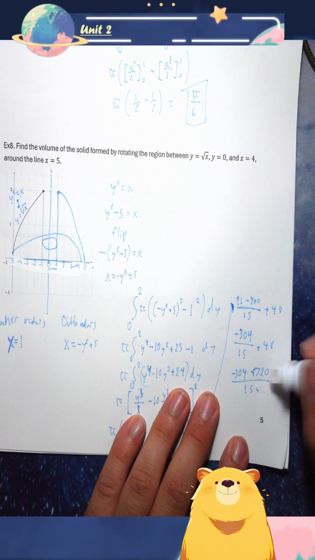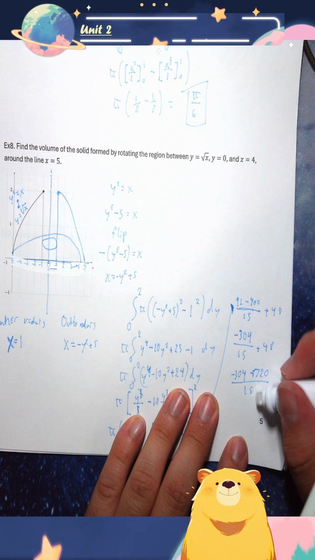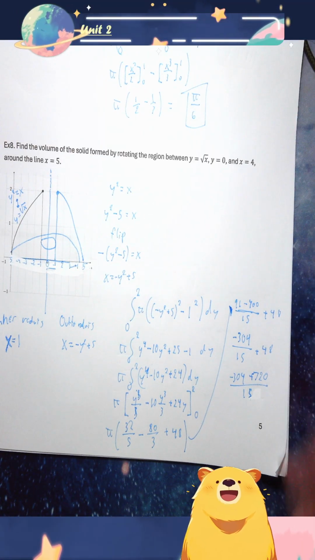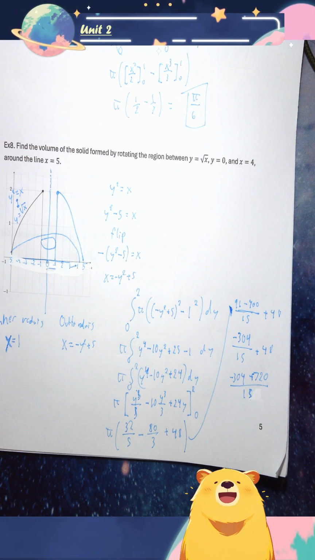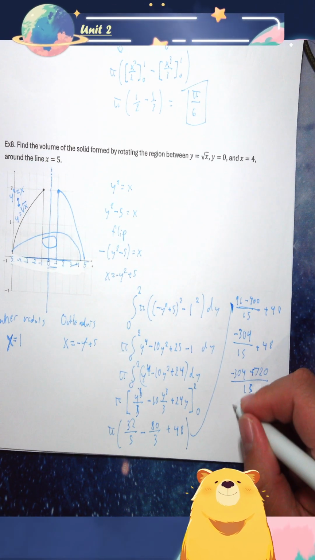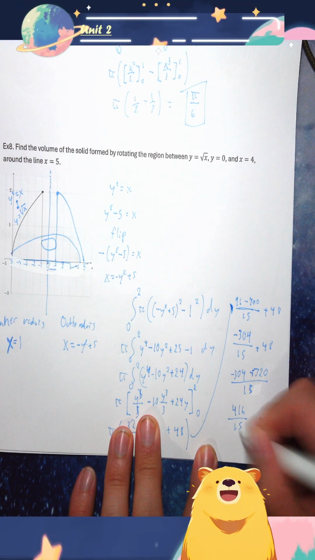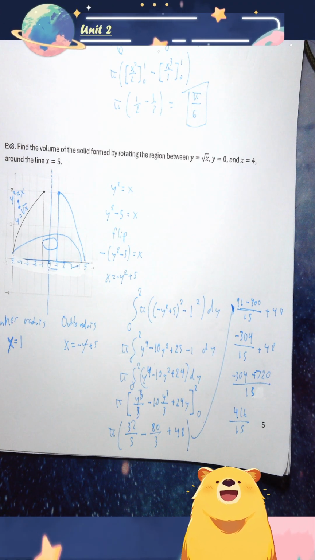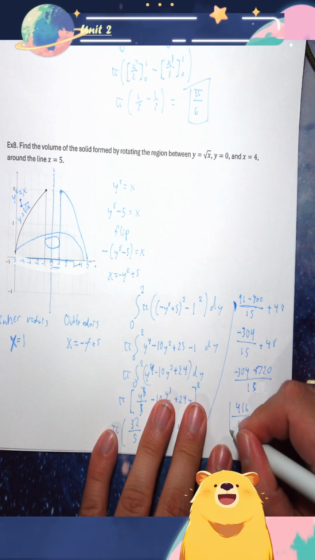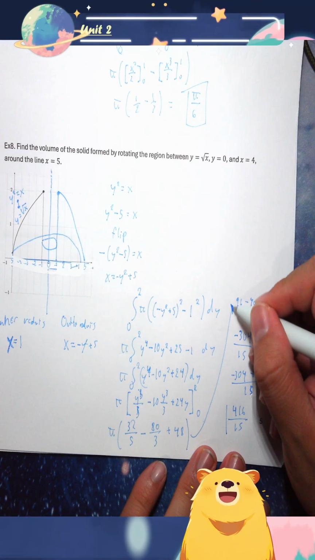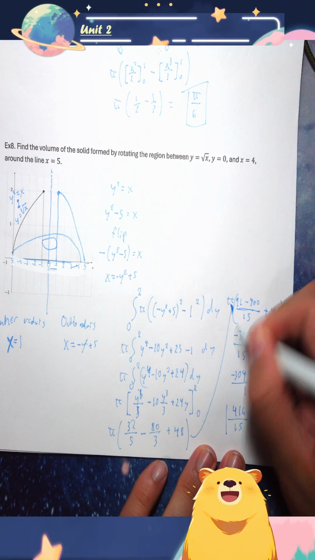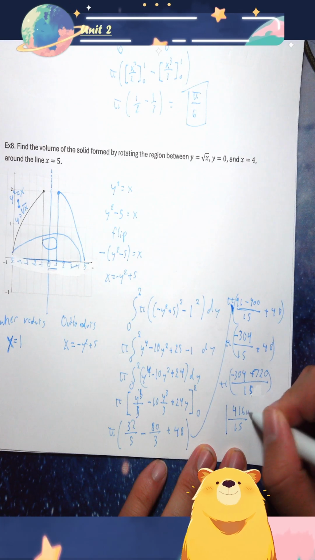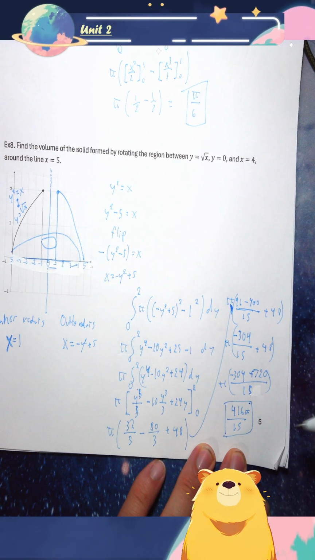Wait, am I doing this wrong? Okay. All right. I'm doing that. 720 minus 304, 416 over 15. I'm just going to double check. I don't think 416 is divisible by 3, and it's not divisible by 5 for sure. No, yeah, so that is the simplest form. Oh, pi. All of this, I forgot pi, so pi, pi, pi, pi. Right, and that's our answer.